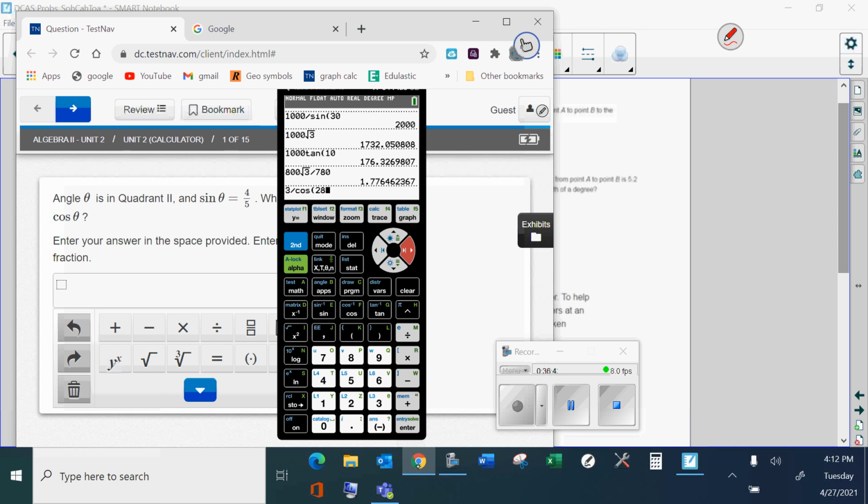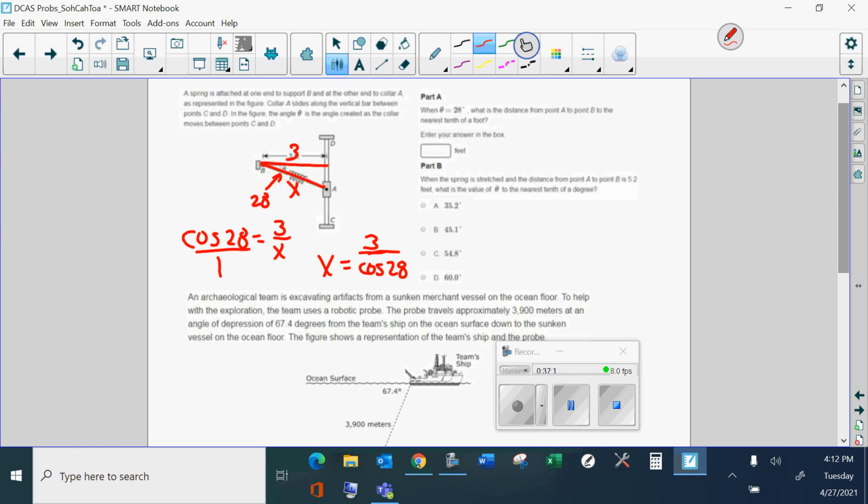Oops. Come on, enter. What the heck just froze on me? Okay, let's clear all this out. What just happened here? Clear. It froze on that. Okay. 3.4. 3.4 feet. Nearest tenth.